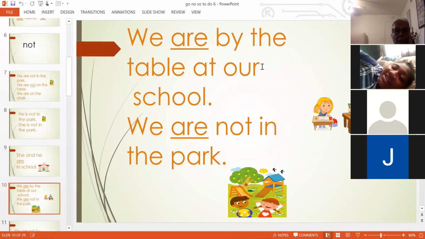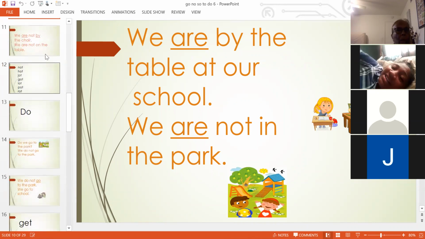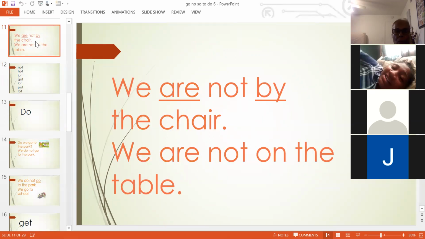We are by the table at our school. We are not in the park. We are not by the chair. We are not on the table. And this is slide 6 by now. So we could do a little more work with them.